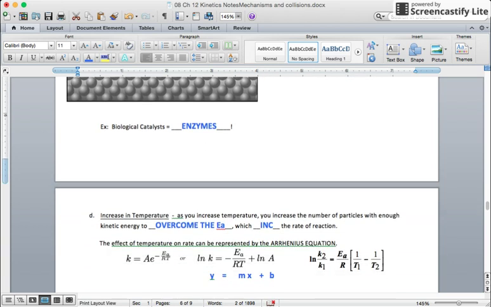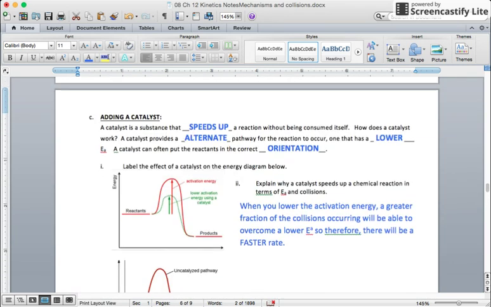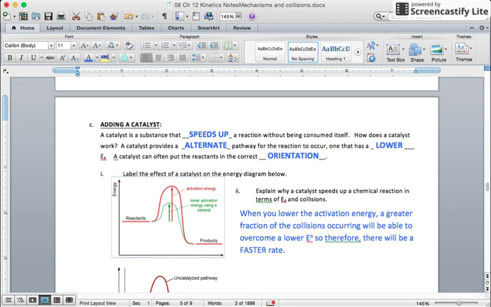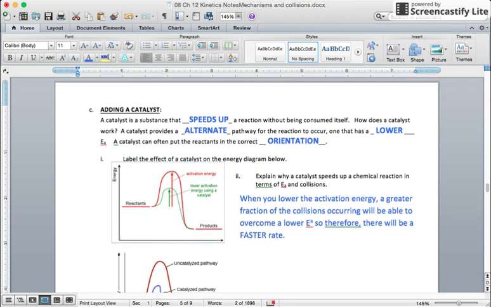Okay, so moving on. So what I want you guys to remember about catalysis is basically being able to do these energy diagrams and show what it looks like when you add a catalyst and it lowers the activation energy.